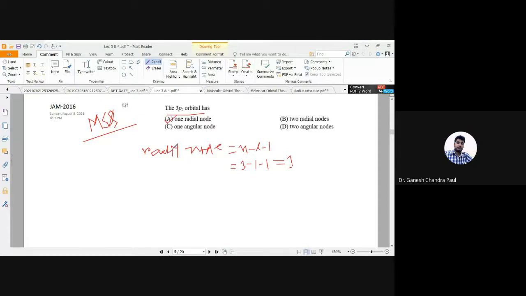Another is the angular node. How can you find out the angular node? Just note down that the angular node can be calculated by the azimuthal quantum number value. That means the l value. As you know, in case of 3pz orbital, the l value is 1. So therefore, it contains one angular node. So option A and option C is the correct answer.